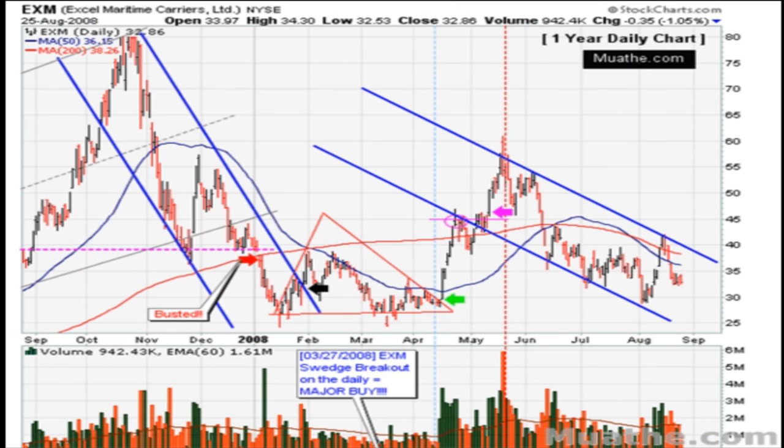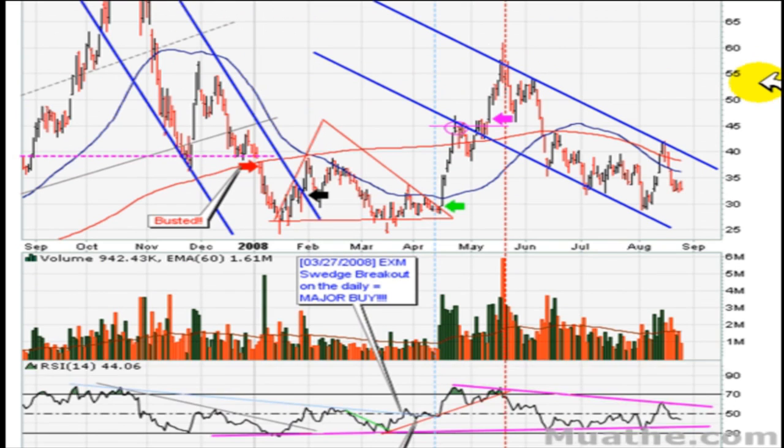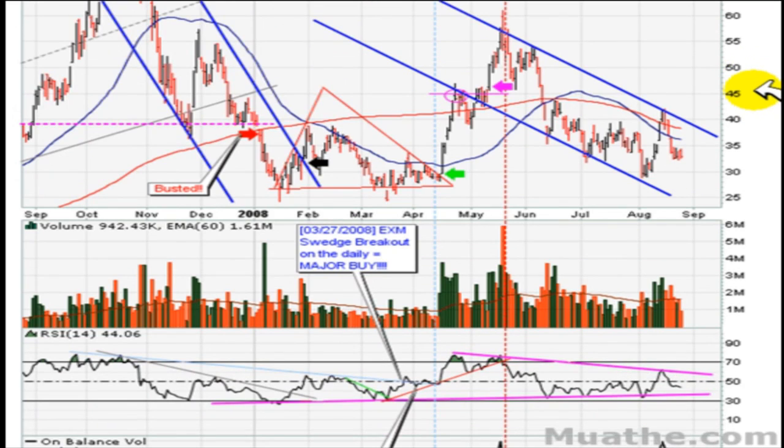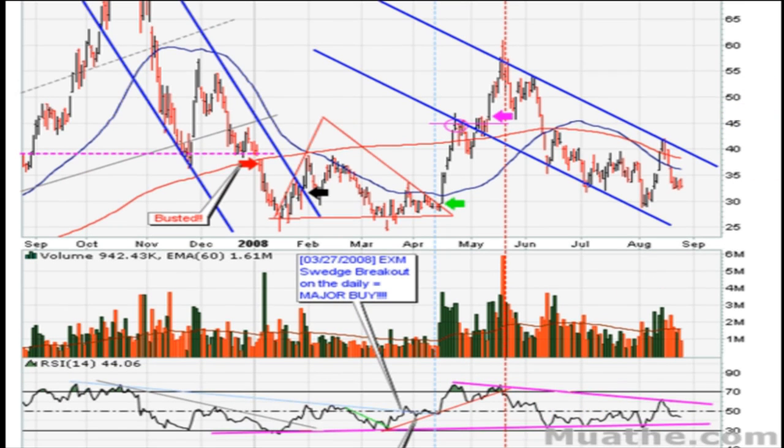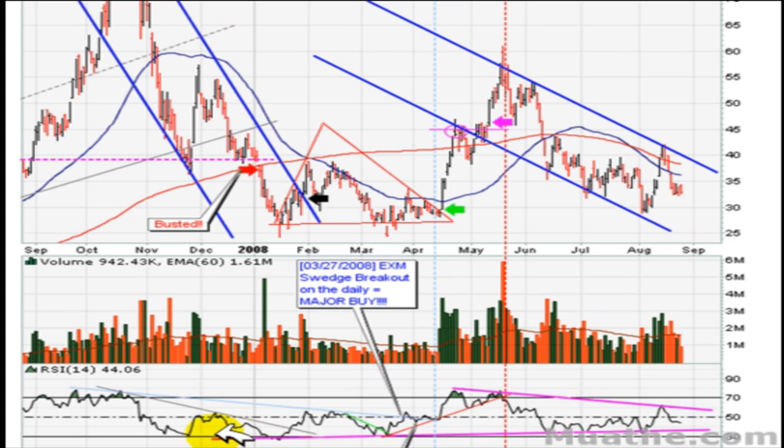Now let's take a look at one more, and this is EXM, a shipping stock. Notice one thing right off the bat, and this does give us a good example for a wedge cheat code. Now go ahead and draw my lines. There is a wedge right there. Notice this line is confirmed here and again here, so that's a double confirmation.